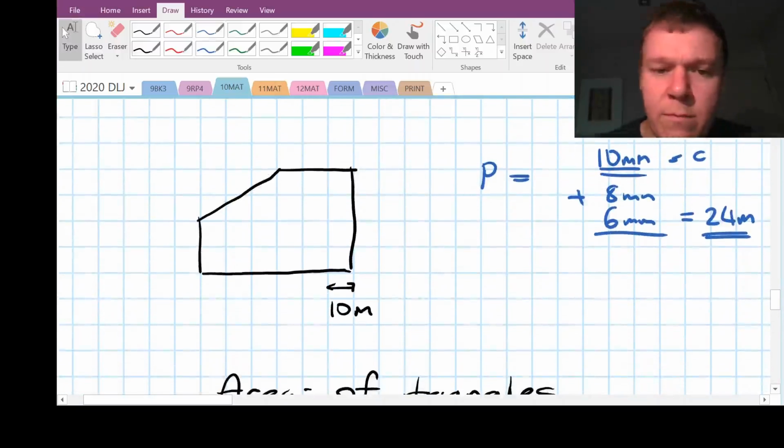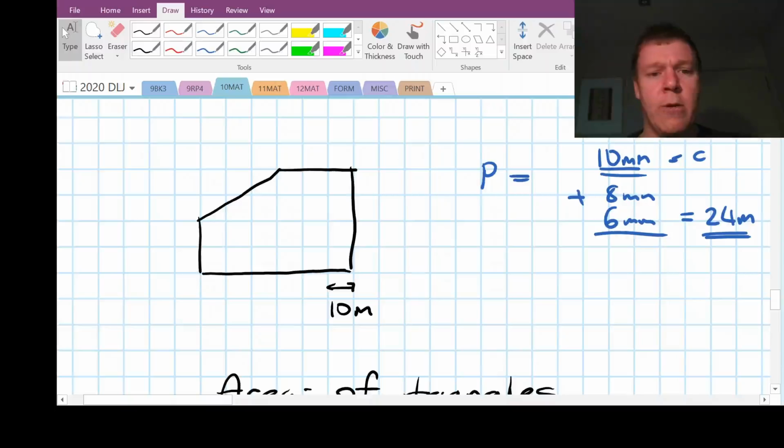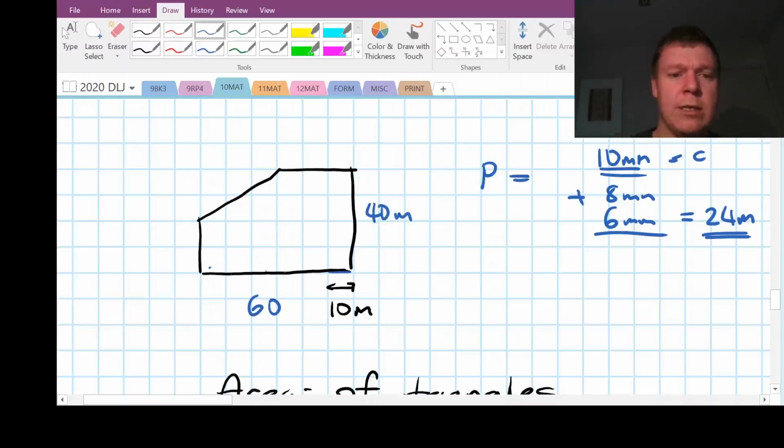Here's a composite shape. It's got a triangle and a rectangle in it, and it's got what each unit square is. If it's 10 meters for this square, we've got 1, 2, 3, 4, 5, 6, so this side is 60. 1, 2, 3, 4, this is 40 meters. This side here is 20 meters, and this side here is 30 meters.